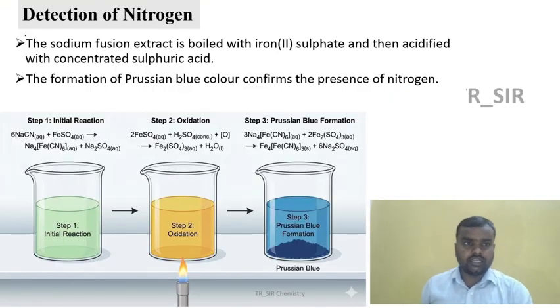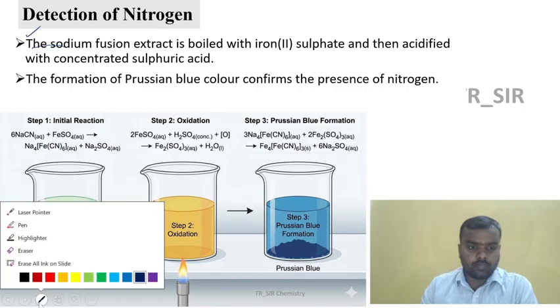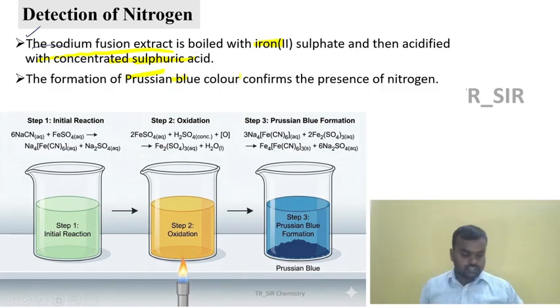First one, detection of nitrogen. First, the sodium fusion extract is boiled with iron(II) sulfate and then acidified with concentrated sulfuric acid. The formation of Prussian blue confirms the presence of nitrogen in the given solution.